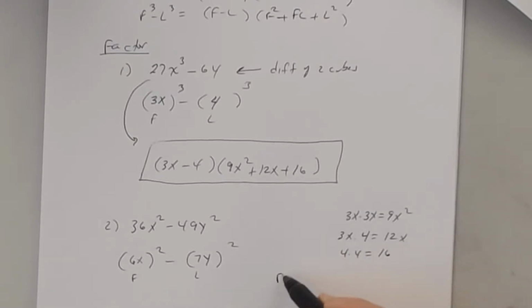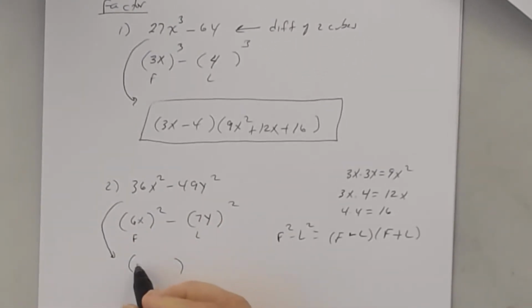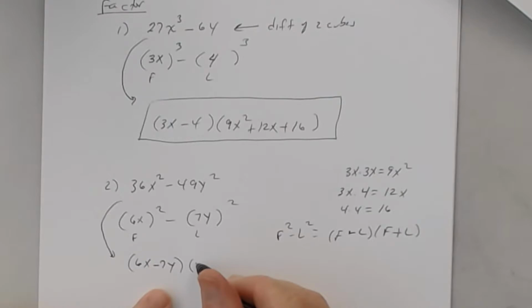And remember, the difference of 2 squares is a product of 2 binomials. F minus L times what? F plus L. So the first terms and the last terms are identical, except the signs are different. So my answer then will be 6x minus 7y, or you could have said 6x plus 7y first, it does not matter. But since I did say 6x minus 7y, then the next one has to be what? 6x plus 7y.